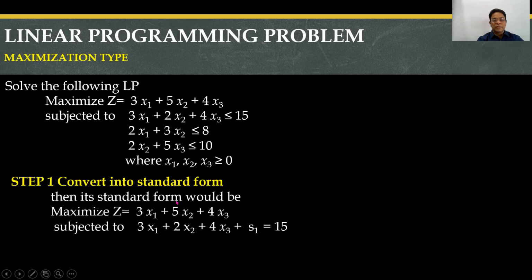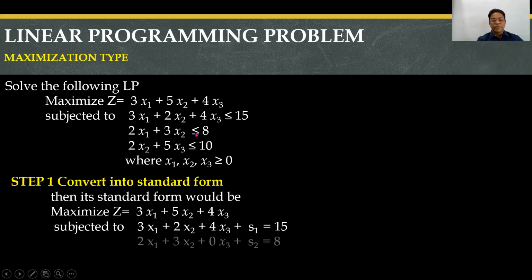Okay, so in this, the standard form would be: the first constraint, which is of less than or equal to type, will be made equal to type. Now in order to make this less than or equal to into equal to, we see that the left hand side is less, so we'll add something on the left hand side. Now this S1 that is added on the left hand side has made the left hand side and right hand side equal. So this S1 is called a slack variable.